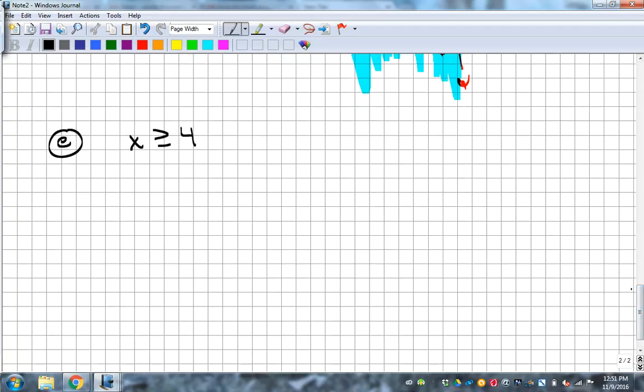And we're not graphing that on a number line. We're graphing it on the coordinate plane, because we just got through doing stuff where you graph that on a number line. We've got to graph that on the coordinate plane.